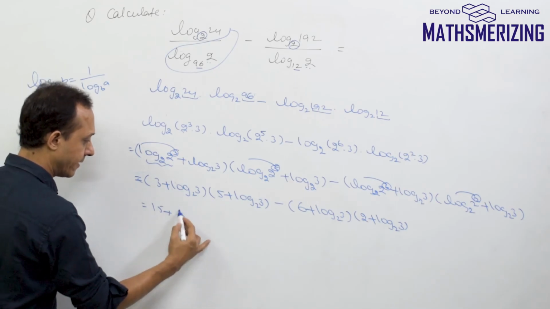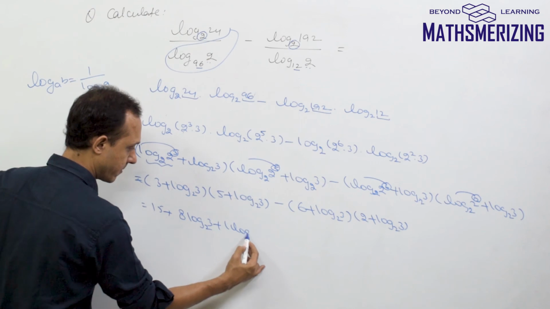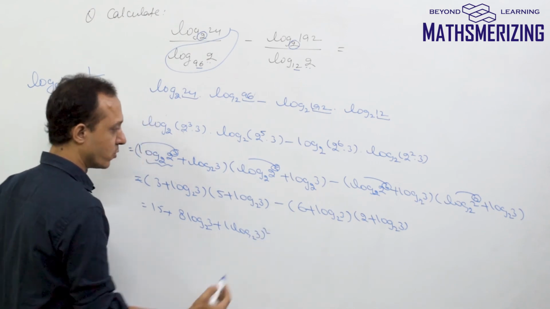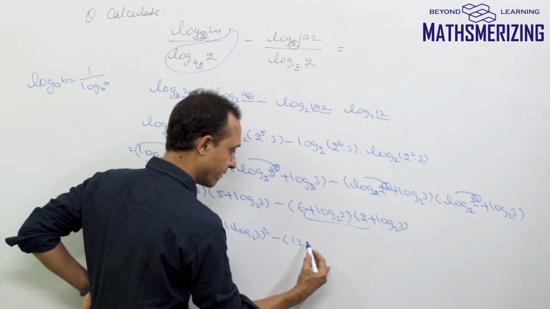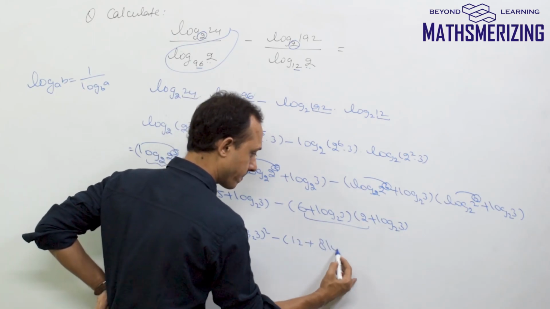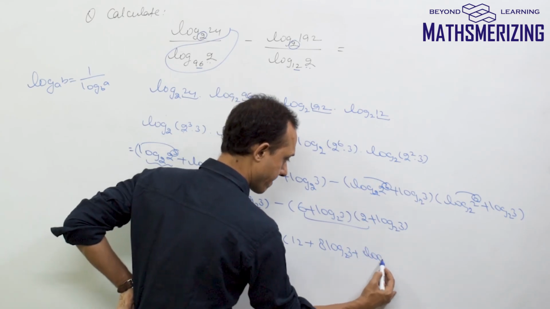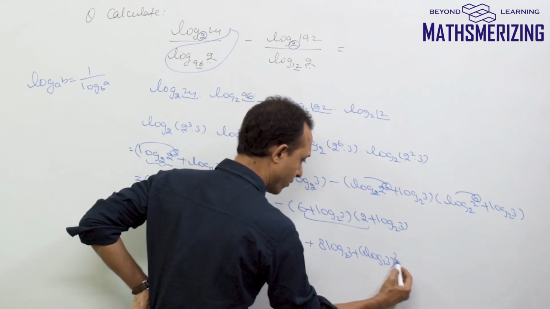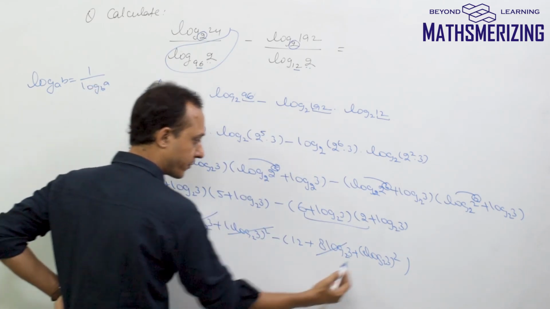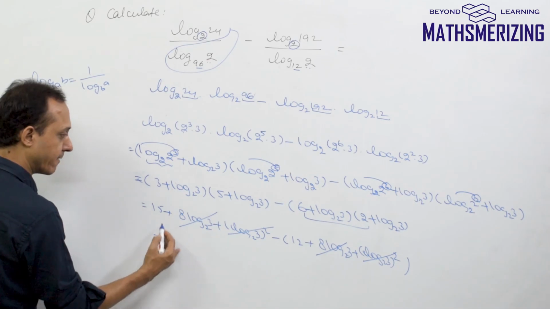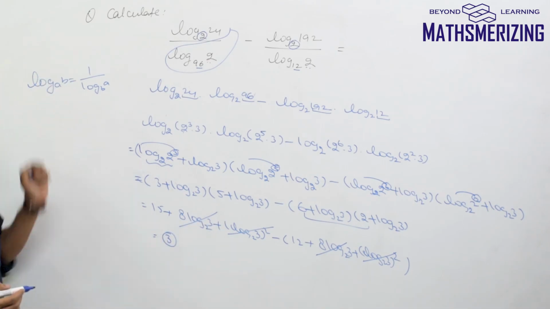Now 5 plus 3, 8. And then this is log 3 base 2 whole square, and then minus, I'll also multiply these two. So this is 12, 6 plus 2, 8, and then log 3 whole square. Now this 8 log 3 base 2 will cancel, and then log 3 squared also will cancel. So I'll get 15 minus 12, which is 3. The answer to this question is simply 3.